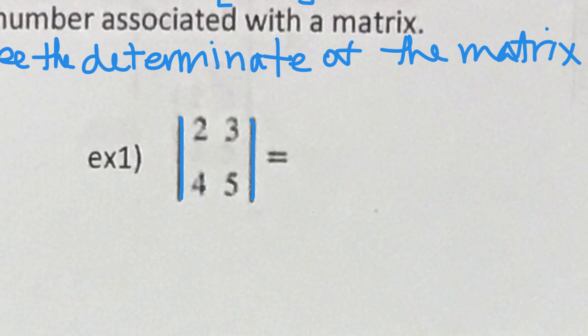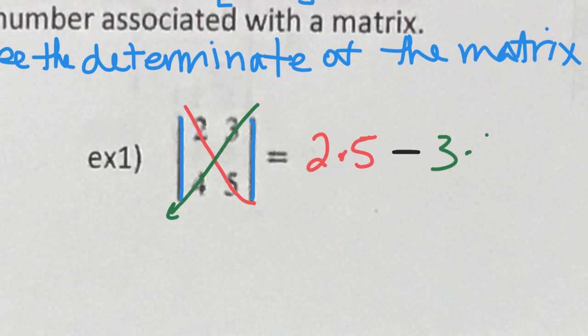Okay, so let's do this. We do the first diagonal, which is this way, 2 times 5, minus the second diagonal, which goes this way, 3 times 4.